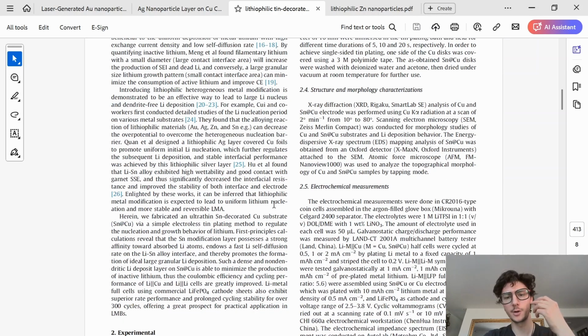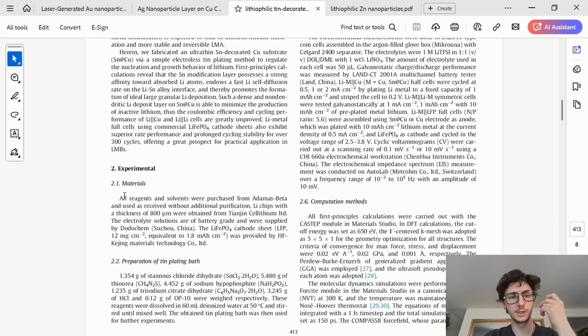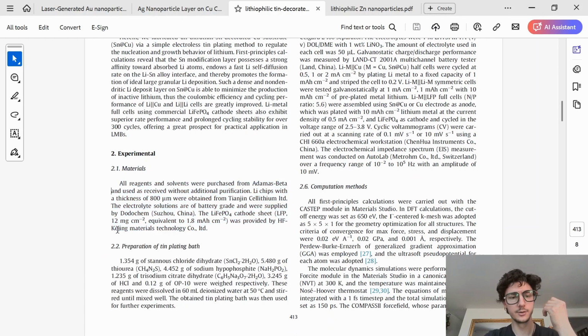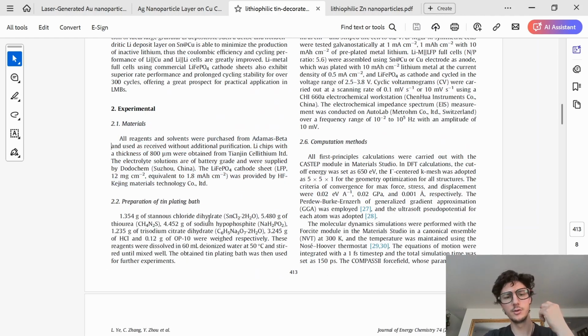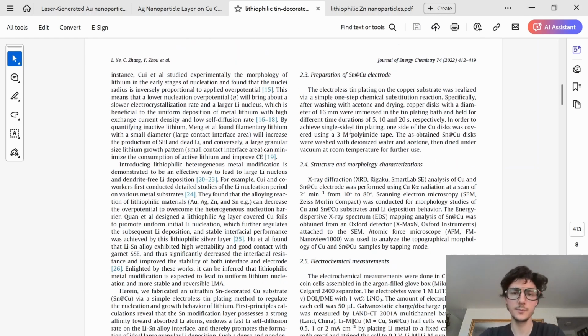What I'm interested in, though, is how they fabricate their coin cells. So, experimental materials. Here they have materials. Preparation of tin plating bath. So this, I'm assuming, similar to the other paper we read. 1.354 grams of stannous chloride dihydrate, this many grams of this, and this many grams of that, and HCl were weighed respectively. These reagents were dissolved in 60 mL of deionized water at 50 degrees Celsius, stirred until mixed well. The obtained tin plating bath was then used for further experiments.